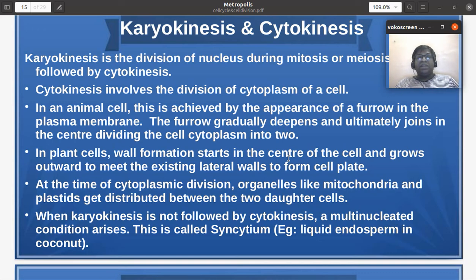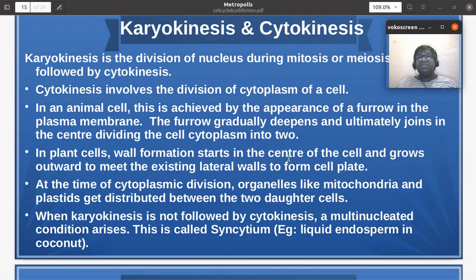So you find the mitochondria and plastids are being distributed amidst the two newly formed daughter cells. When in certain cases the karyokinesis is not followed by cytokinesis, a multinucleate condition is noticed. Even in fungi, you'll later be studying about non-septate or syncytial hyphae. So if karyokinesis is not followed by cytokinesis, there would be a multinucleate condition. This we call syncytium.